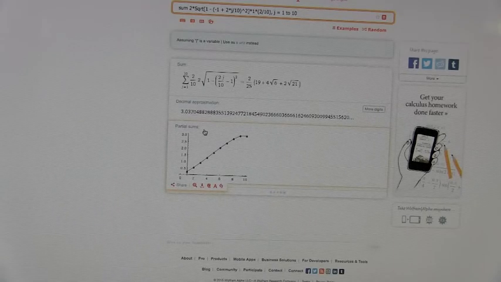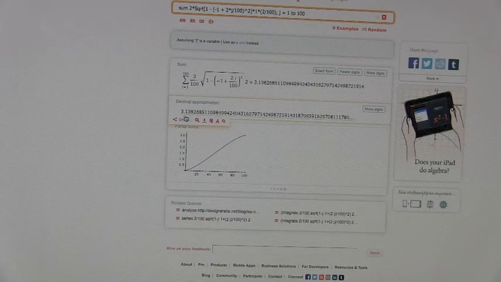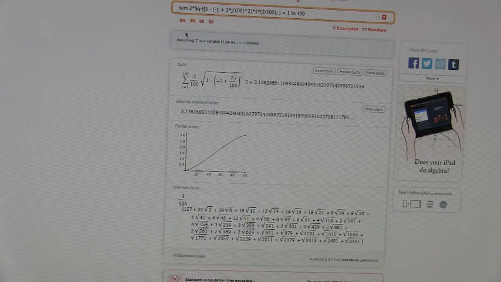It calculates it, and it says 3.03 is the volume with 10 steps. But now I can change it to 100 steps pretty easily. We do the sum, and we get 3.138. Almost pi. Almost pi, yeah. Interesting. Let's try 1,000 steps.